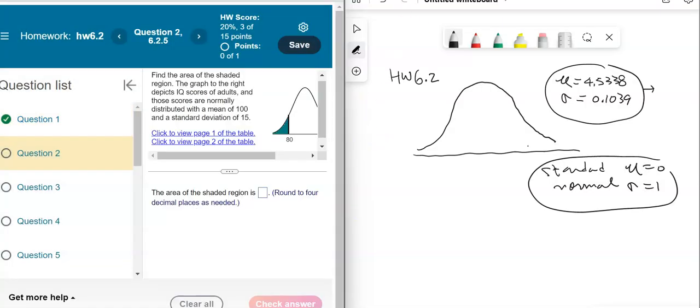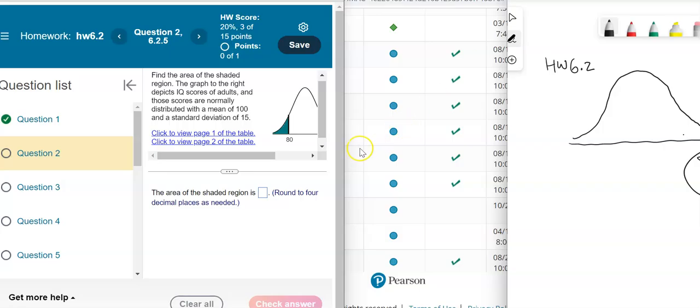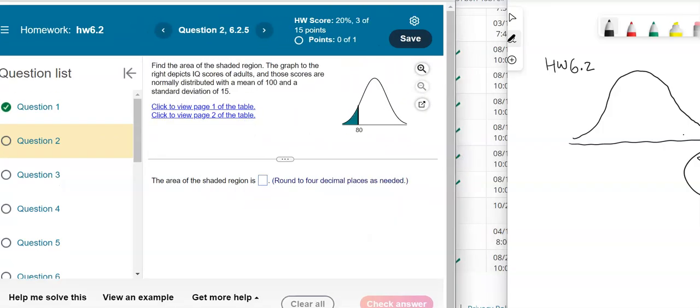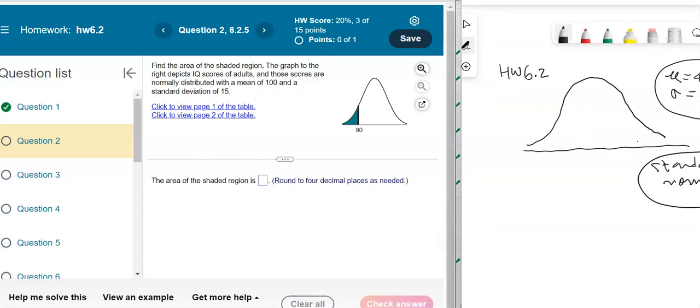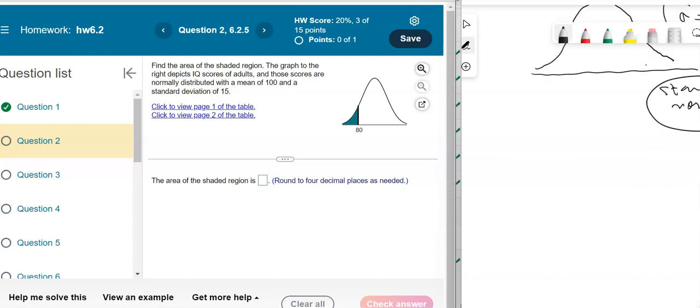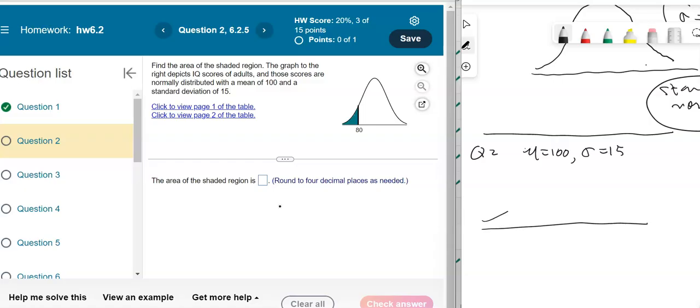The second question, let me make it a little bit bigger. Okay. So now find the area of the shade. This is question number 2. When the mean is 100, I think this is an IQ score, then the standard deviation is 15. Now, the area of the shade goes up to 80.